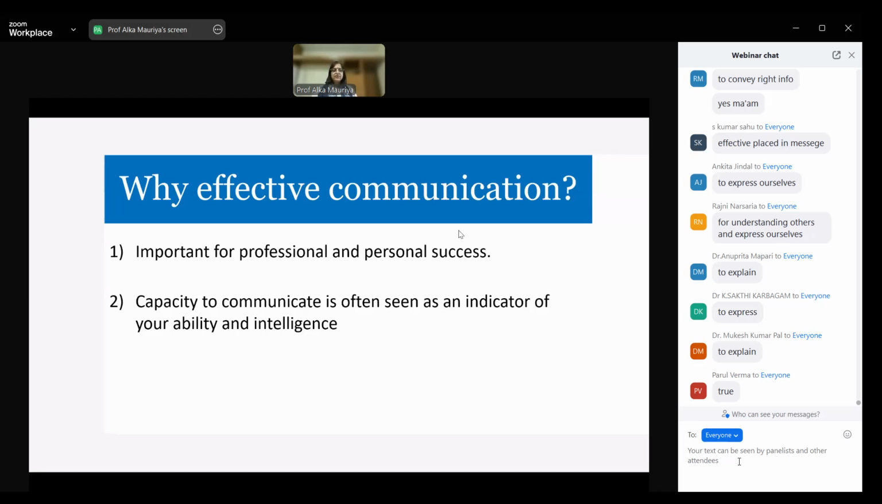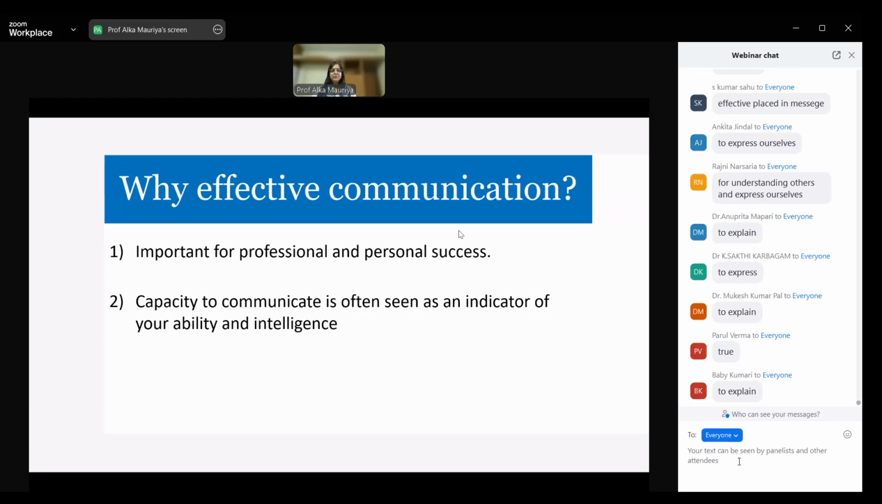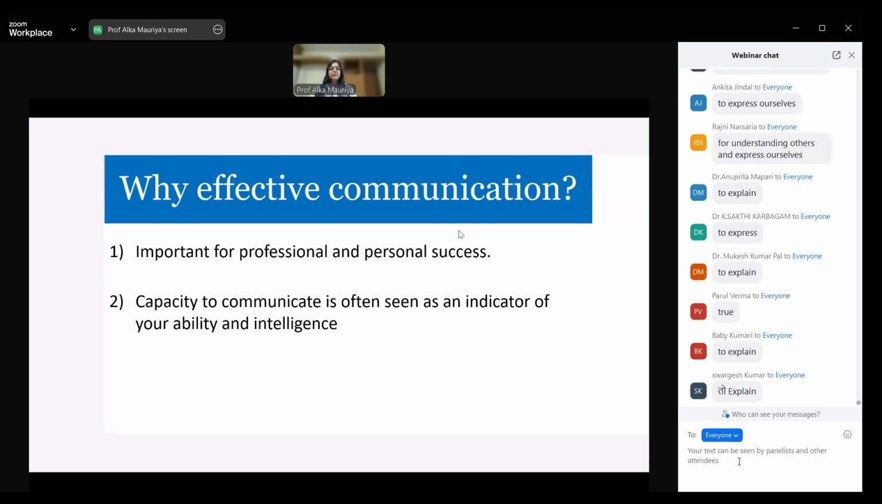We have considerably more burden on our shoulders, that we have to be an effective communicator. So it is important for professional and personal success. And also the capacity to communicate is often seen as an indicator of your ability and also your intelligence.